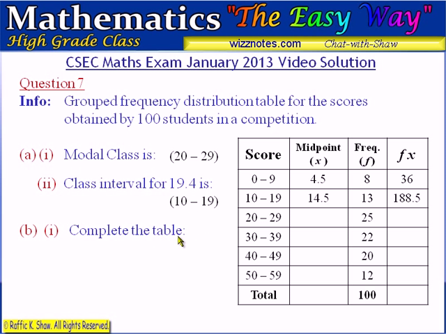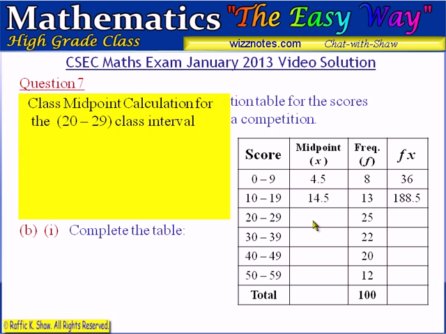Part 3 wants us to complete the table, and therefore we need to complete this midpoint column and also complete this fx, f multiplied by x column. Now, just to show how the calculation is done for midpoint, the definition for calculating the midpoint, for example, in the 20 to 29 group, would be to take the average of the boundary values. By definition, midpoint is equal to the average of the boundary values of the group. And the boundary values of this group would be 19.5 and 29.5. And we have to divide that sum by 2 to get the average. And so the midpoint value for this group would be 24.5.